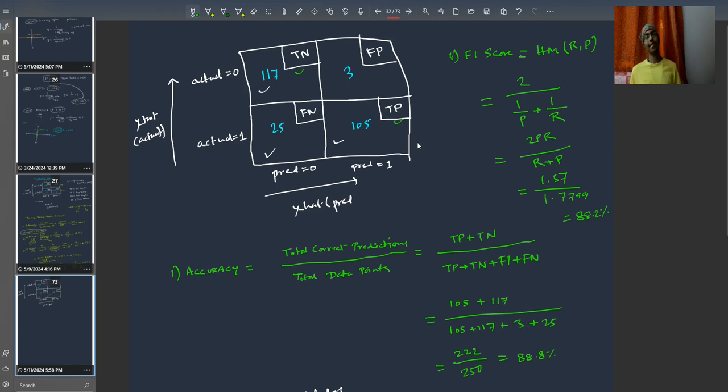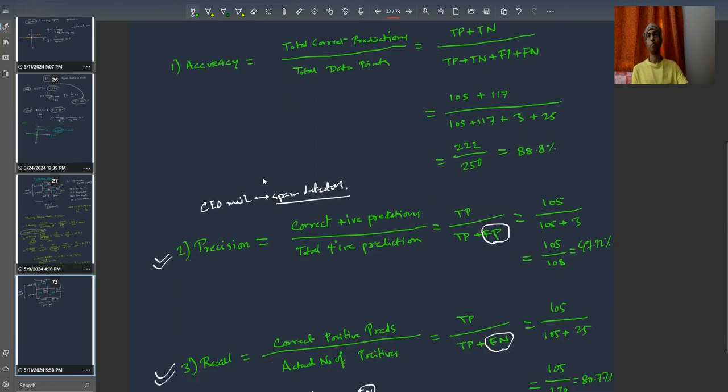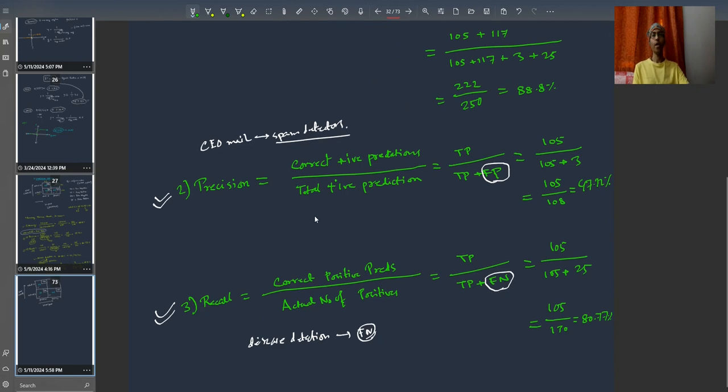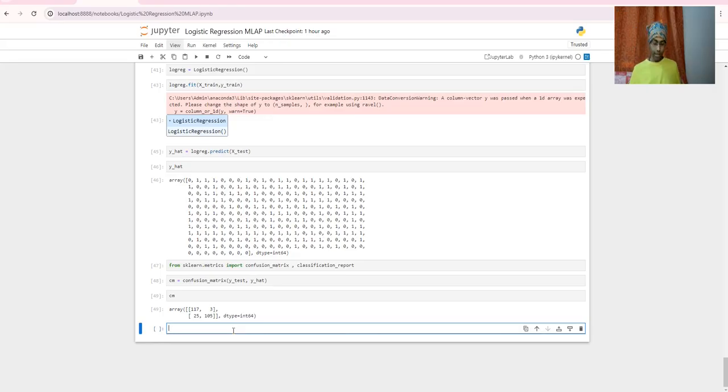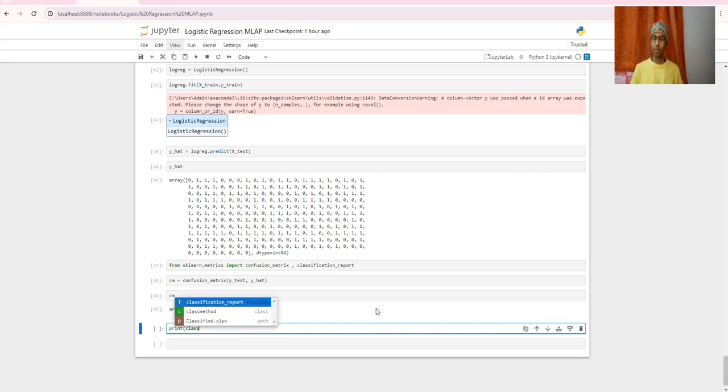So this is basically the performance of our confusion matrix. Now we have done it manually. What if we want to do it in Python? Let's see, friends. Herein comes the application of classification report. Print classification report, y test, y hat, that is y predicted, and we press shift enter.